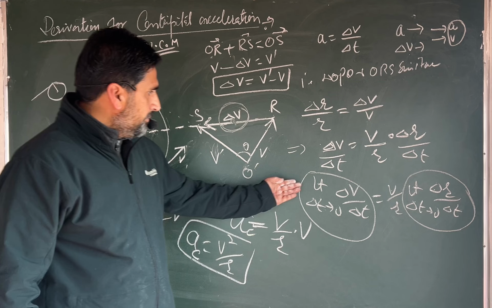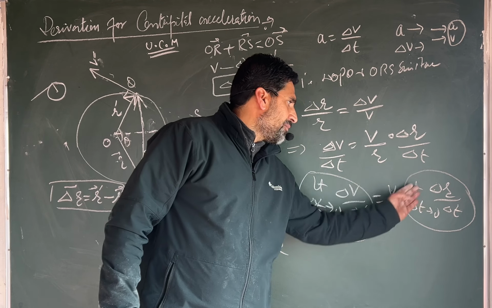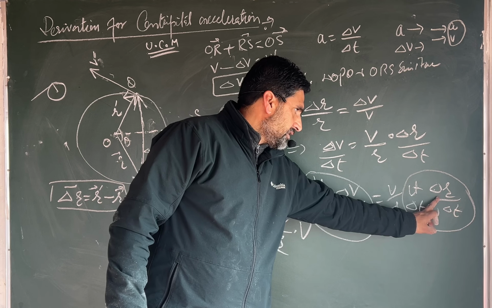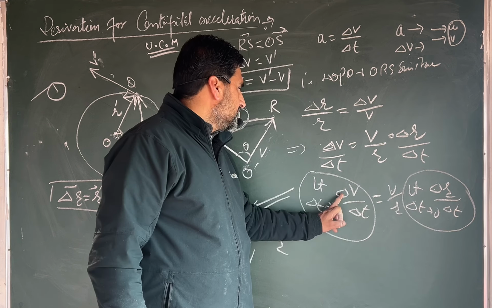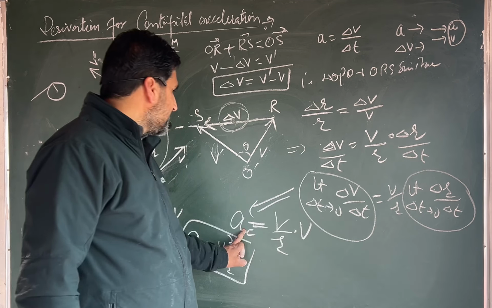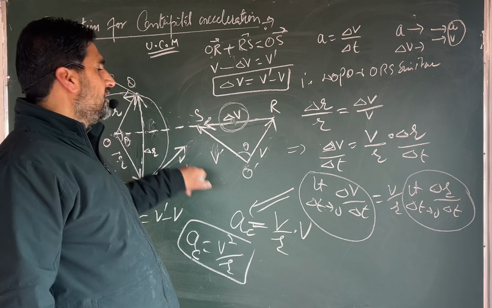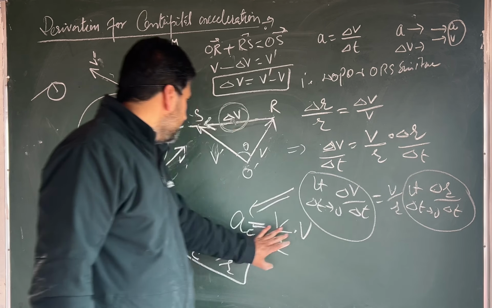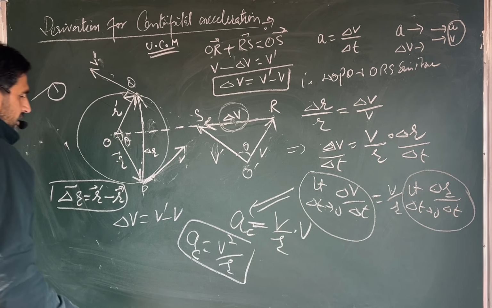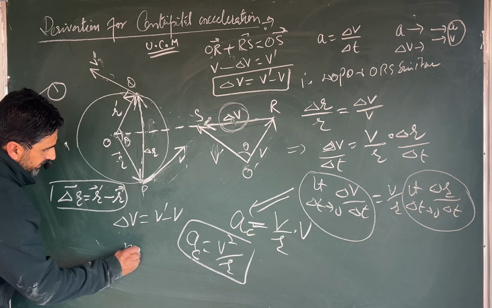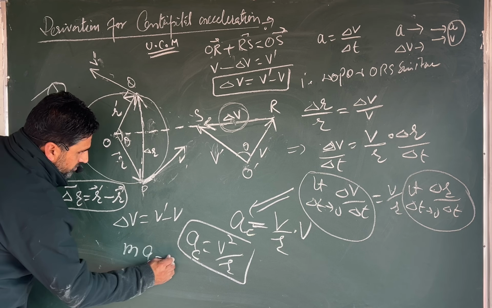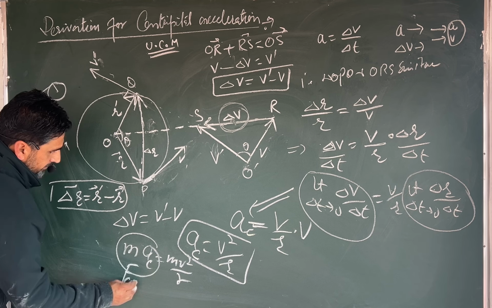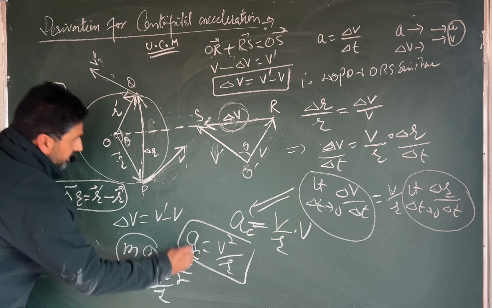In the limit, the instantaneous form of displacement rate is velocity, and the instantaneous form of velocity rate is acceleration. This rate of change of displacement per unit time is velocity, and the rate of change of velocity per unit time gives acceleration, and it is in the same direction towards the center, called center seeking or centripetal. So a is equal to V square by R. Multiplying both sides by m, m a is equal to m v square by R. This is called centripetal force. Fc is equal to m v square by R.